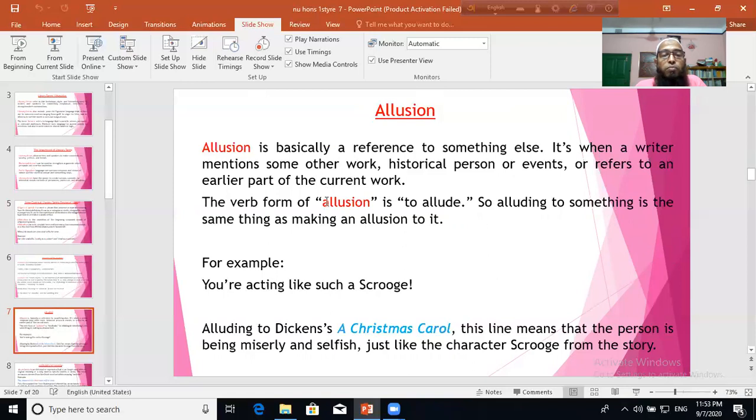So the verb form of allusion is to allude. So the allusion has come from the verb allude. Alluding to something is the same thing as making an allusion to it. So alluding means referring to something.